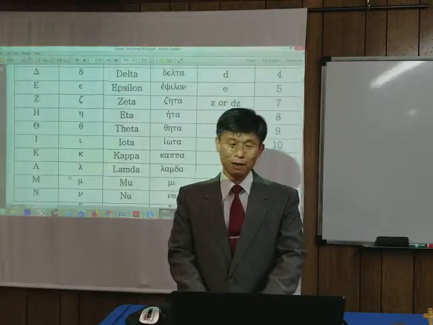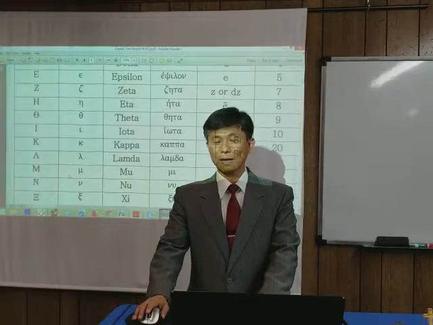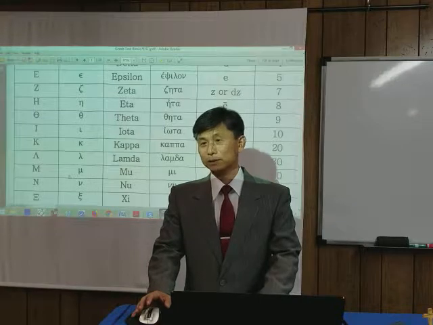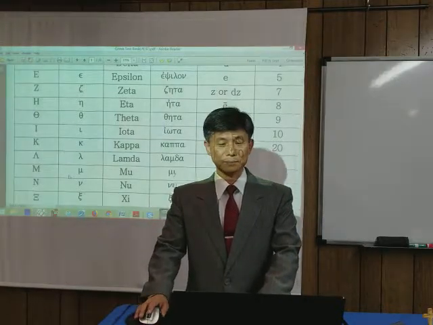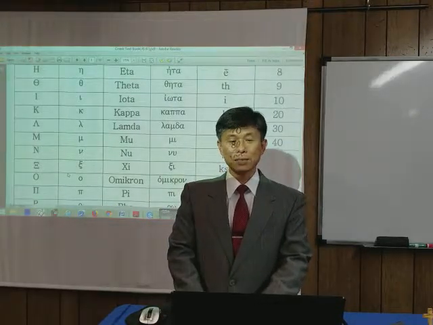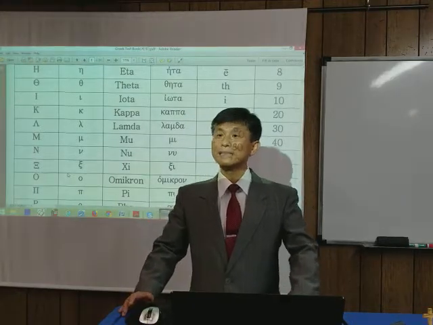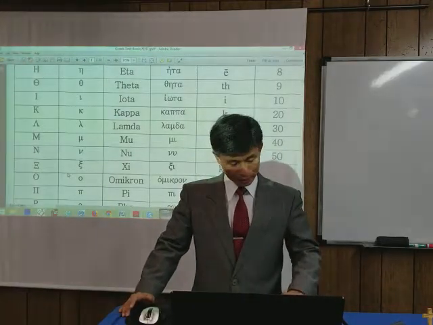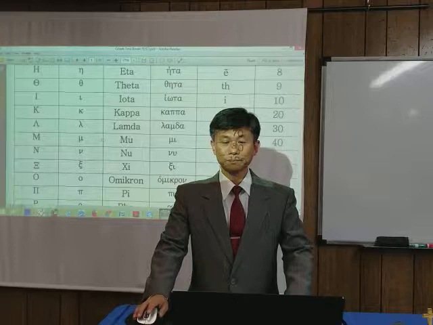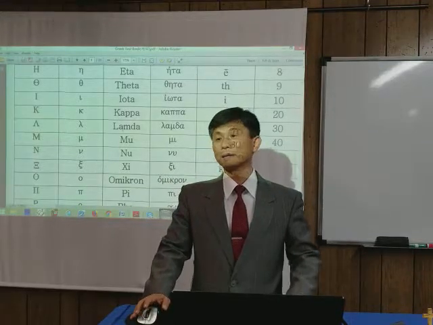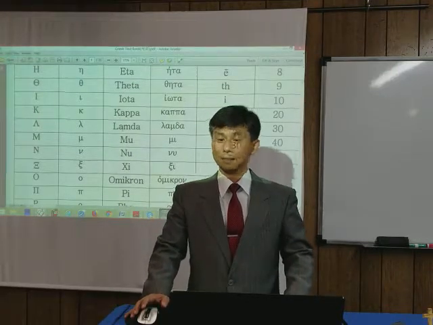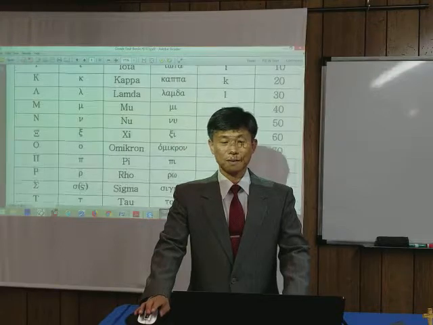And the next one, theta. Theta is the TH sound in English, like theme, thought. And then the next one, iota. Iota is another vowel. The sound is the E sound. Iota is E. And then the next one, kappa. Kappa is a consonant. The English pronunciation is the K sound, like king. So the K sound.